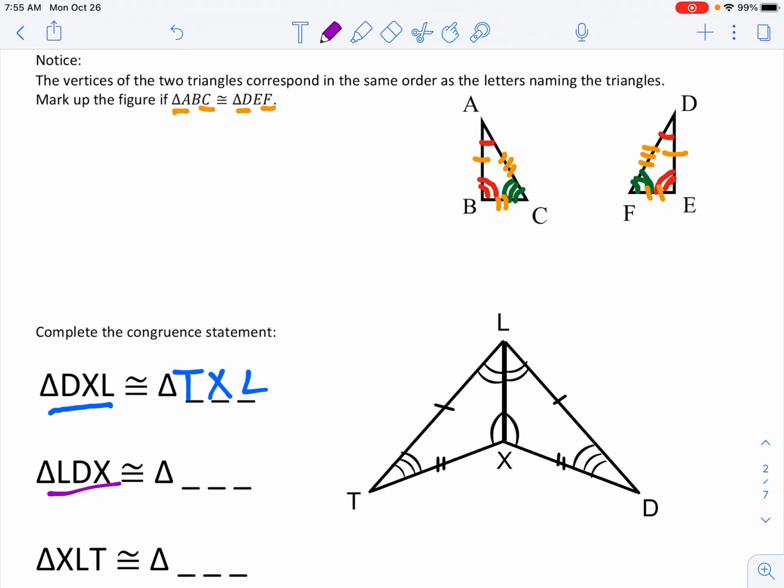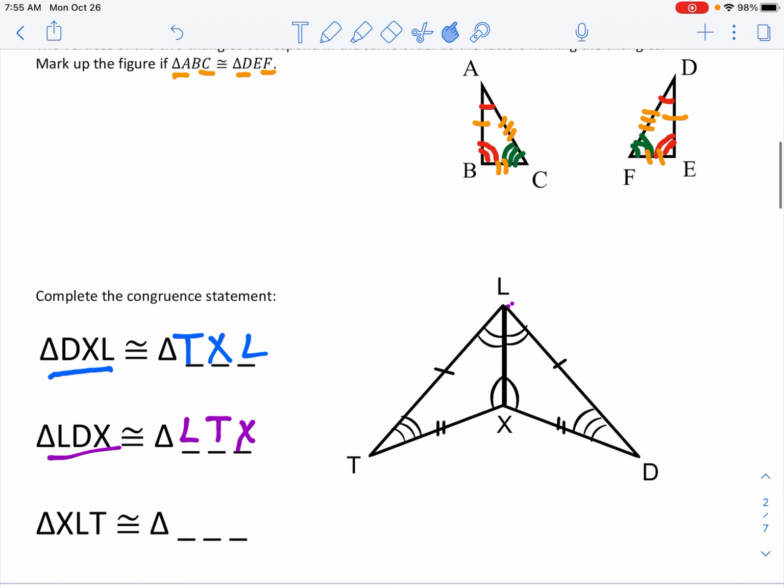Let's try another, LDX. So I'm at L. They have me going from a double to a triple mark to a single mark. So I'm going to continue that pattern. I'm going to go double, so L to triple, T to X to continue to stay with the same markings and the same pattern. All right, let's try one more of those.